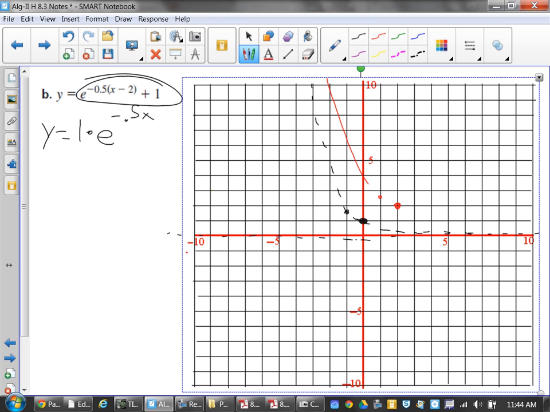Now it's a solid line. And now where's my new asymptote? At 1. The asymptote just depends on your k value. Which reminds me, what's your domain and range? The domain is all real numbers, and y has to be greater than 1.